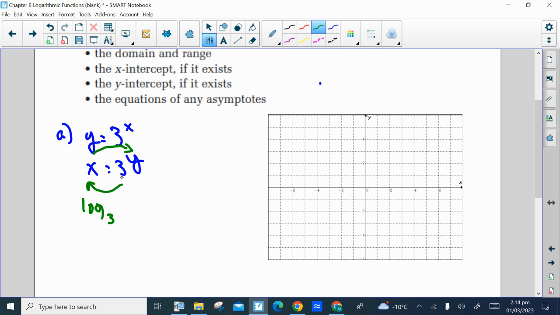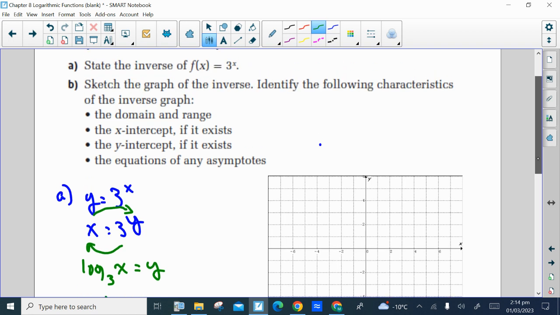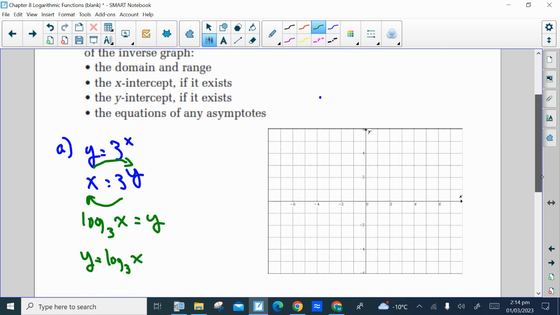So after the 3, which is the base of the log, you're going to get the x. And after that, that's going to equal the y. So now we've got the equation of the inverse. We've got y by itself. So we didn't really do an algebraic step there, but we just converted from exponential form to logarithmic form. So we've stated the inverse of f at x equals 3 to the x. There's the answer to part A.